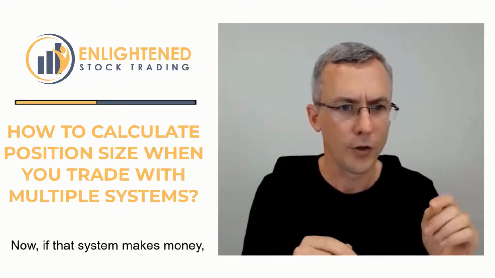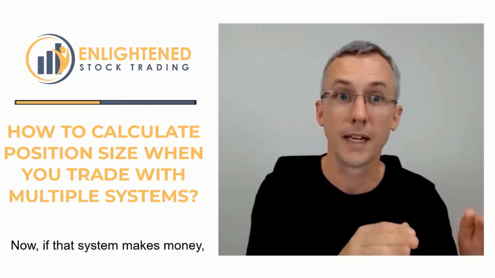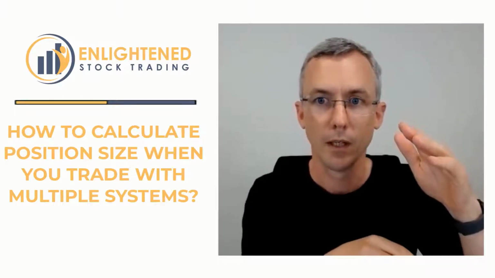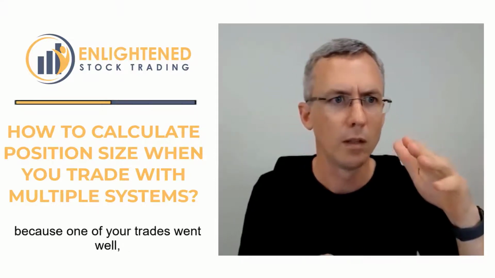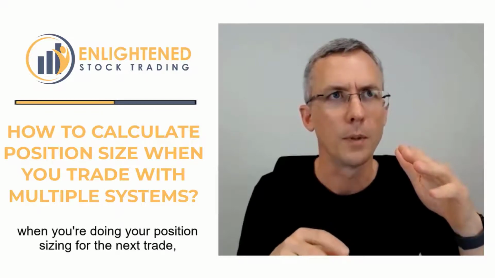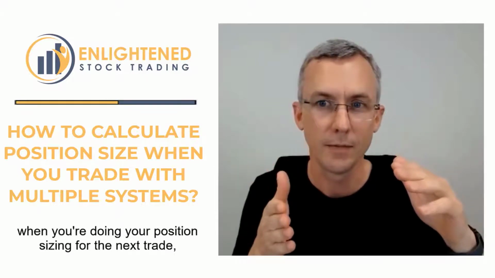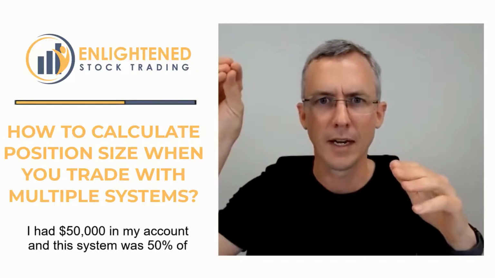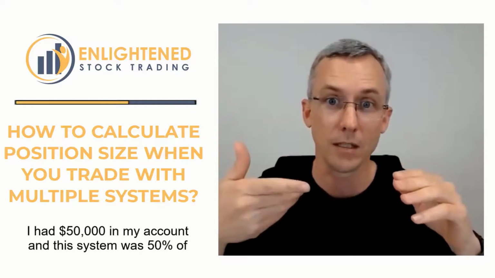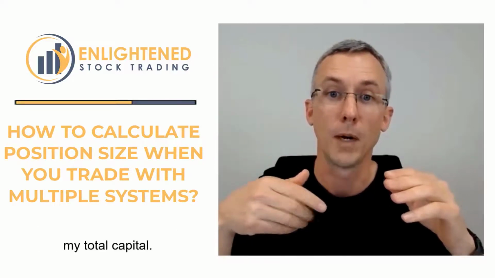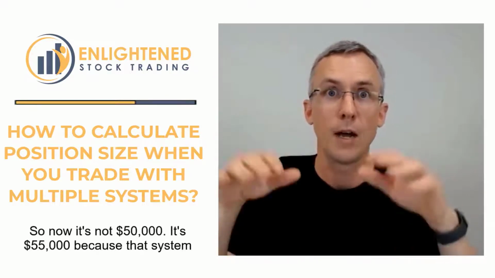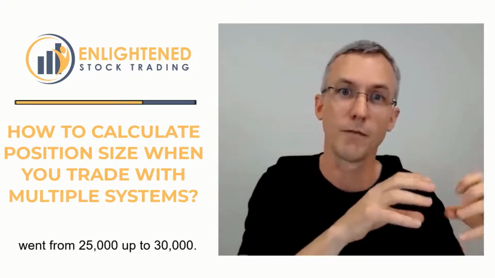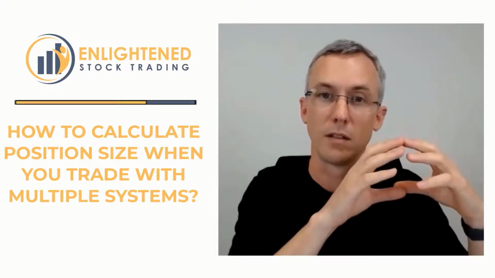Now, if that system makes money, so let's say your $25,000 goes up to $30,000 because one of your trades went well. When you're doing your position sizing for the next trade, the way you should think about it is, okay, I had $50,000 in my account and this system was 50% of my total capital. So now it's not $50,000, it's $55,000 because that system went from $25,000 up to $30,000.